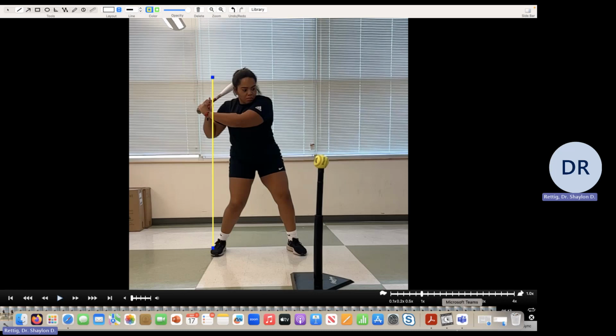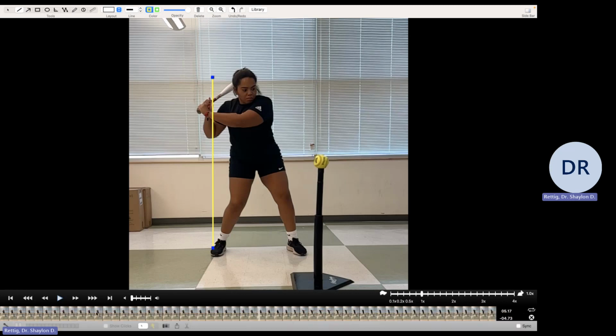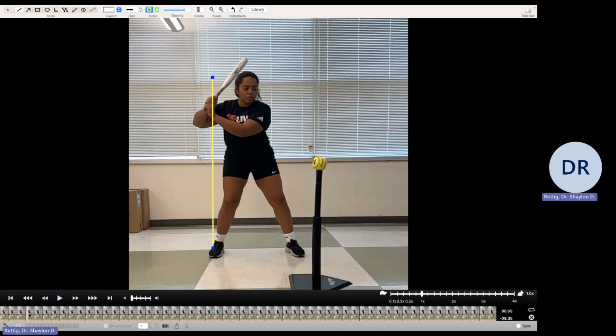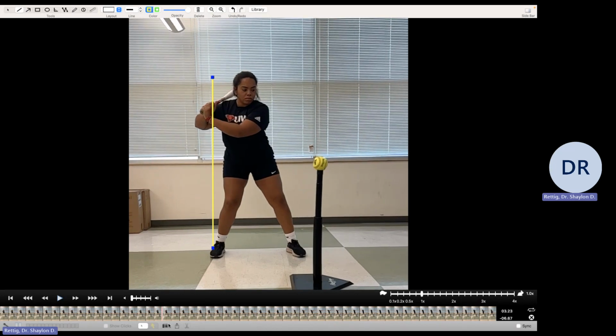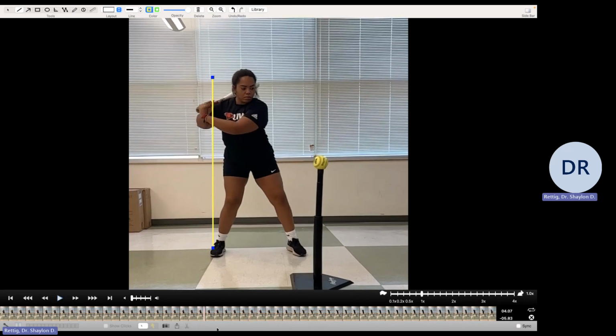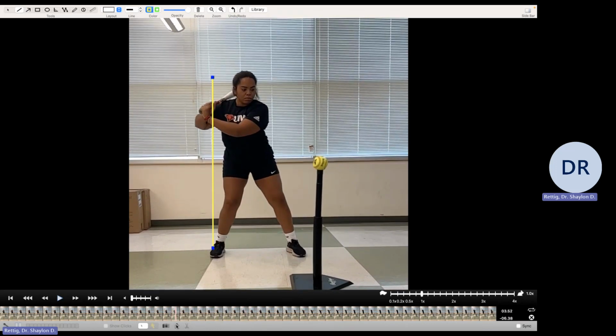We're going to start off with looking for a sway. And so when you make a negative move away from the pitcher, we just want to make sure you don't go too far, particularly that right knee. And you can see, we're near close, so no evidence of a sway.